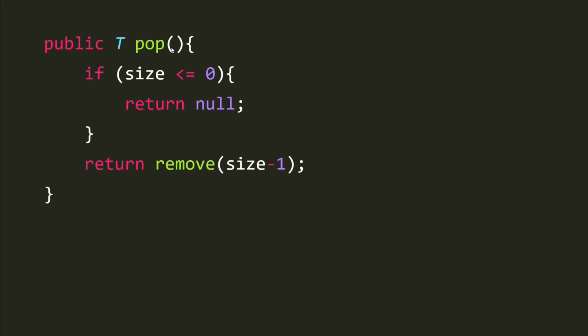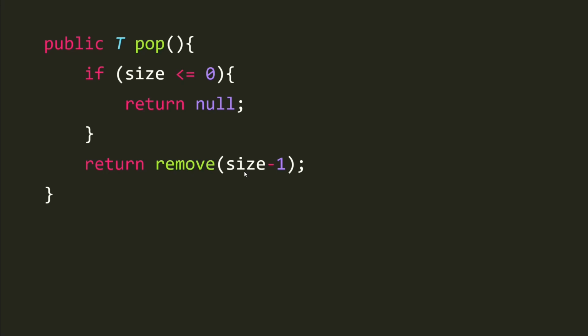So for pop, we're actually removing the last element inside the array. So first of all, we need to check the size. If there are no elements inside the array, or if the size is less than or equal to 0, we're not going to remove anything. So just return null. But if there are some elements, then we need to remove at size minus 1.